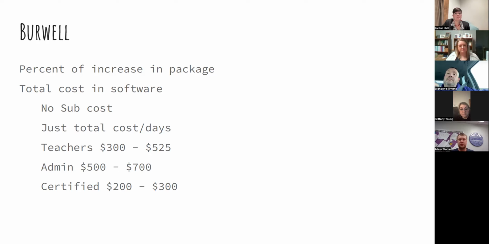Through the software that we all have, we took out the sub cost, but if our teachers get paid for doing in-house subs, that also adds into their daily cost. The admin being 500 to 700, and then certified being 200 to 300. They do have insurance in there, but we pay them so low. It's weird because if they want the 12-month insurance, they have to pay into it. So I just thought it was a little bit difficult to get exactly what that number was because of all the variables that change in there.